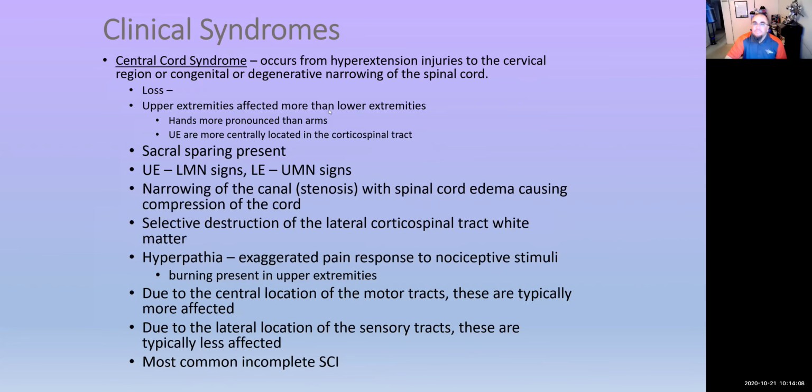Excuse me. Central cord syndrome, right? It occurs from a hyperextension injury to the cervical region or congenital degenerative narrowing of the spinal cord.